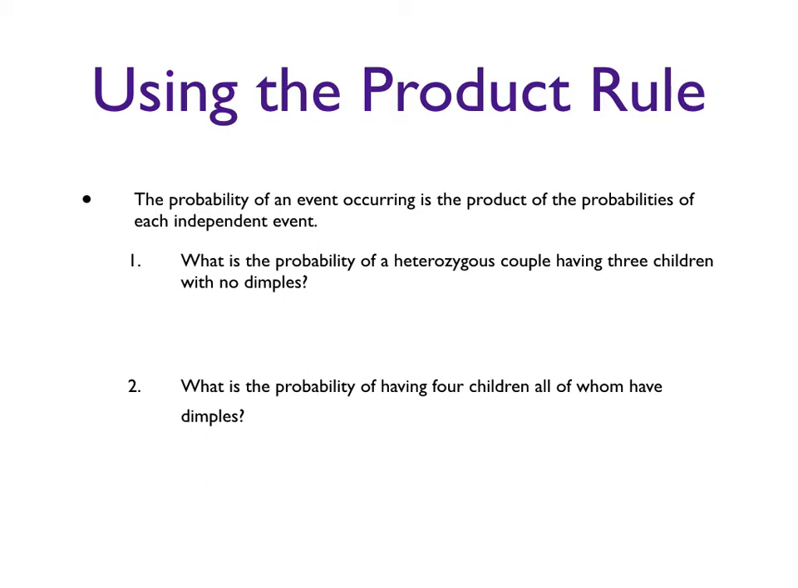Having completed the second Punnett square in the previous exercise, you should have determined the probability of a heterozygous couple having 1 child with no dimples is 1 out of 4, or 25%. But the question here wants to know the probability of having 3 children with no dimples. Okay, remember in math the term product means that we have to multiply something. So to find the answer, we have to multiply the probability of each independent event. So in this case we have 1/4 times 1/4 times 1/4, which gives us 1/64, which is about 1.6%.